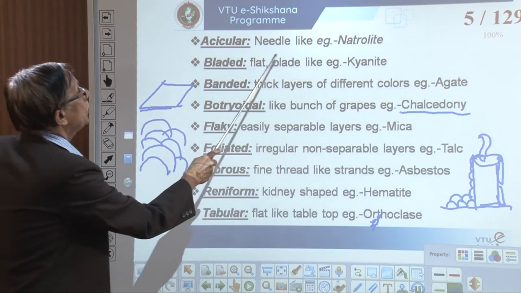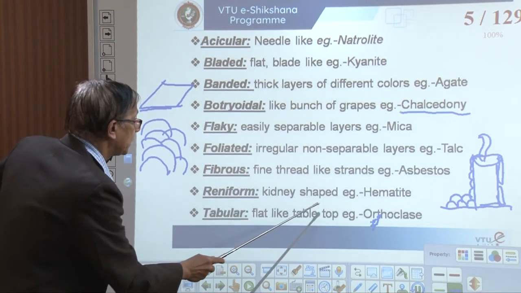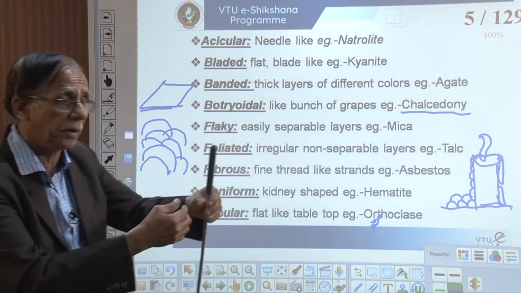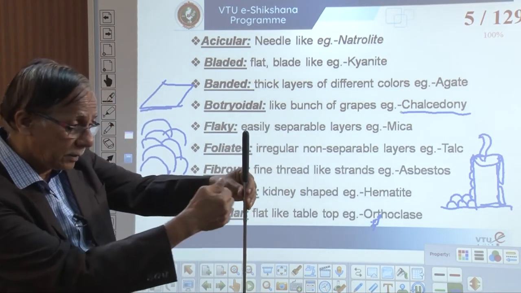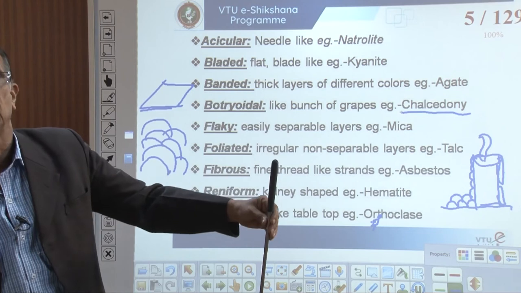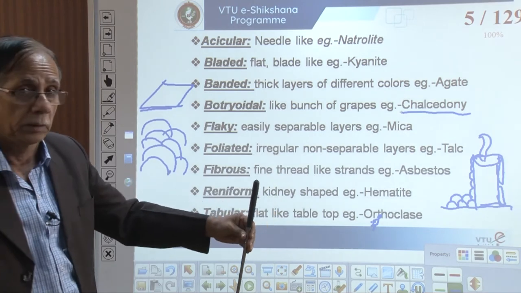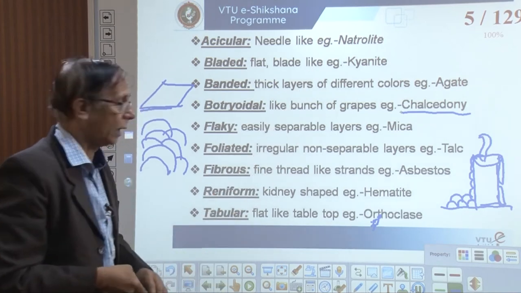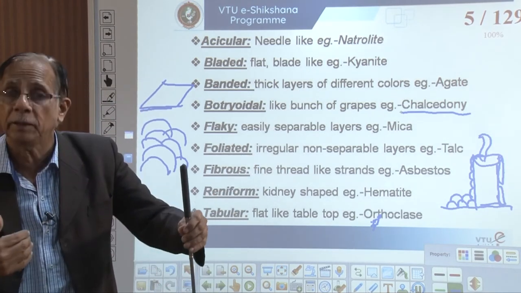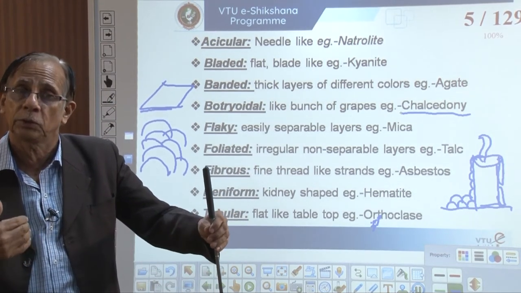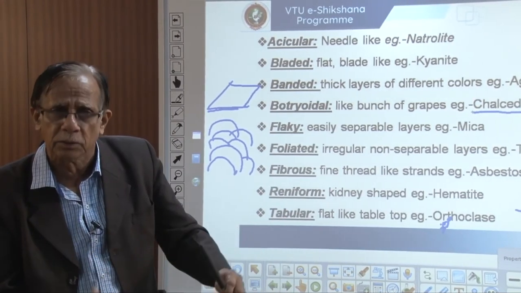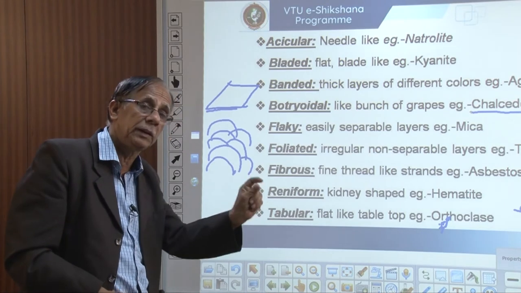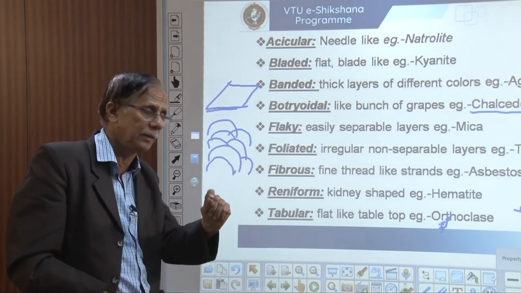thread-like. I have acicular needle-like, I have a thread-like fibrous. What is the difference? I have a fibrous, a thread-like, I can separate the individual thread. They are fibrous. In needle-like, acicular, I cannot separate them. Individual layers or individual needle or individual thread-like, I cannot separate. Means the bonding between the different needle-like fiber or thread-like.